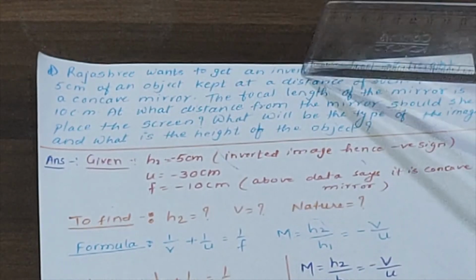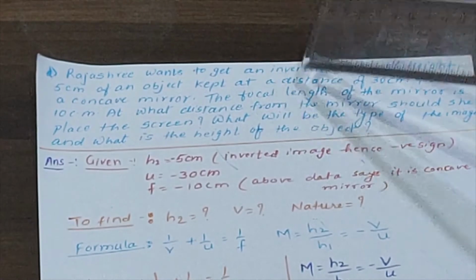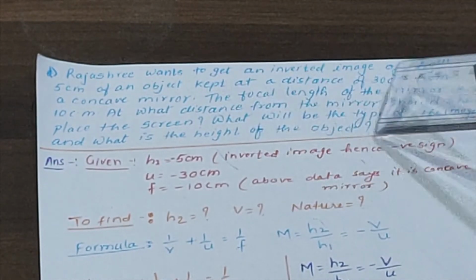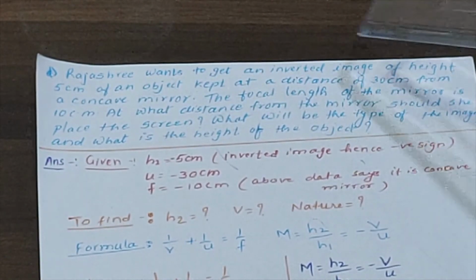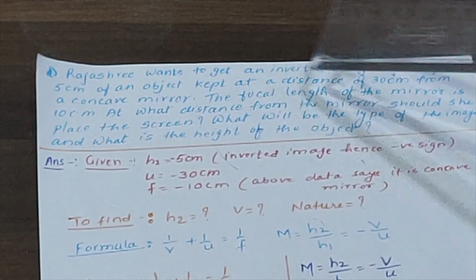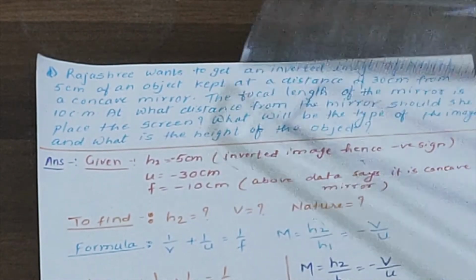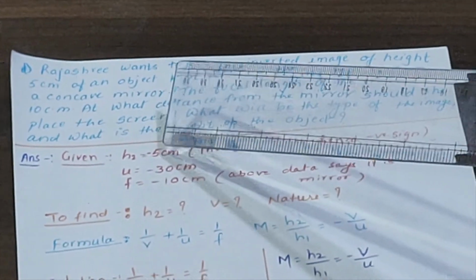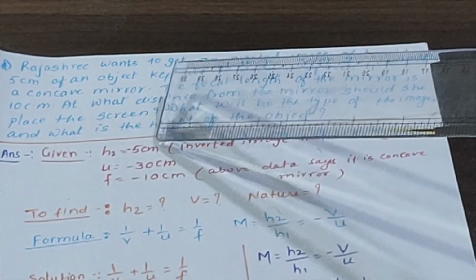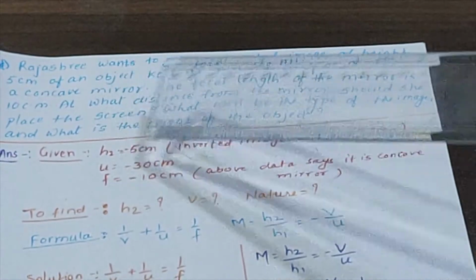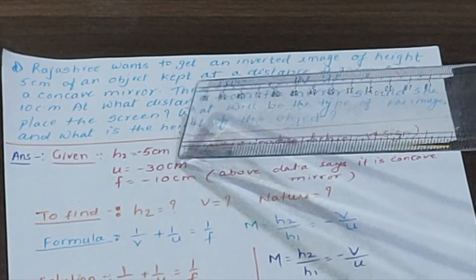Why? Because this image is inverted, that is she is expecting to get, right? So inverted image, so that is why there is a negative sign here. It says that the object is kept at a distance of 30 centimeters from a concave mirror, and the image which she has obtained, that is she is expecting, is -5 centimeter.